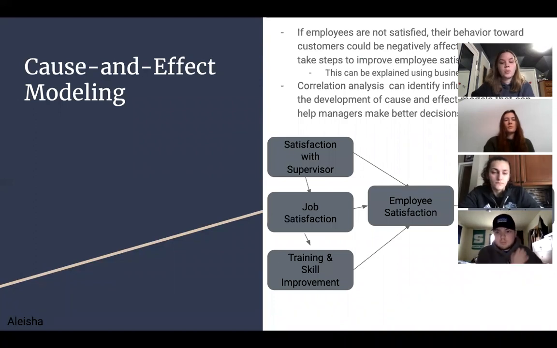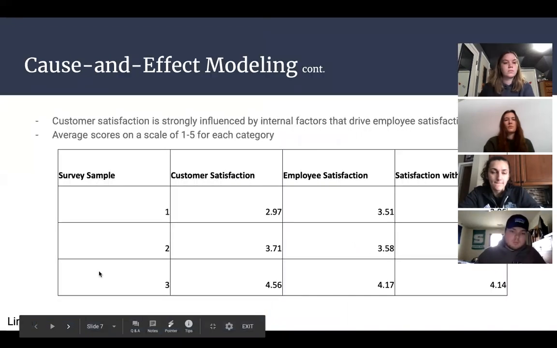Continuing on, Lindsay is going to talk more about the cause and effect models.